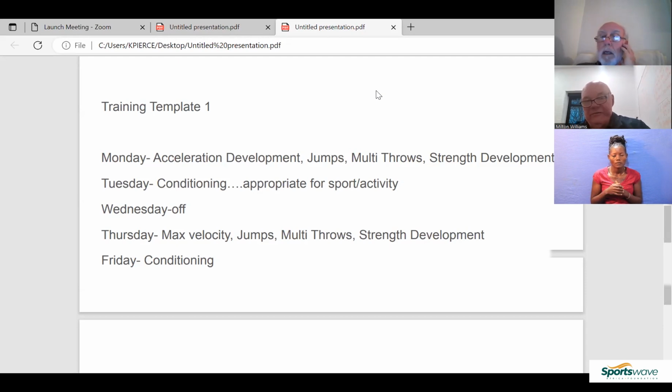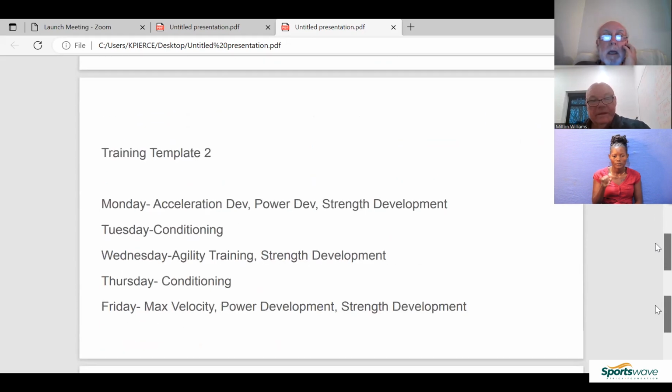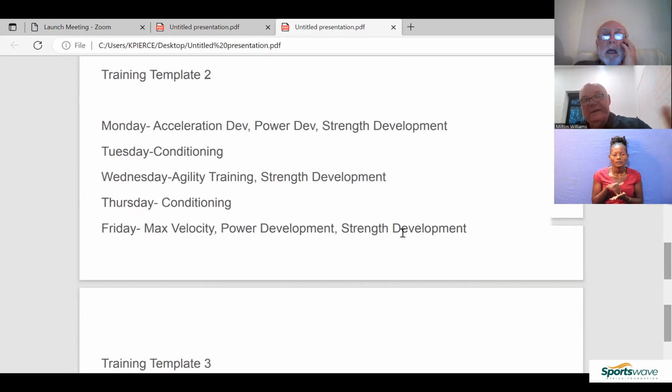So let me give you another way of doing it. Kyle, go to the next template, please, the next sheet. This is just another way, again, a high-low type structure with high demand on Monday, Tuesday, conditioning, which is a lower central nervous system demand. In other words, we're not firing at the same rate. It can still be fairly strenuous. But I would warn that for speed development, you have to be careful. You can condition so much that you lose capacity to develop speed.